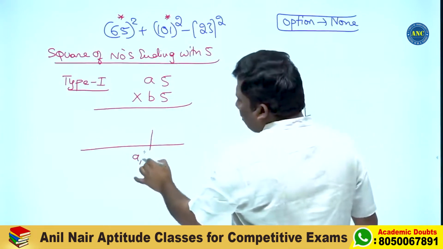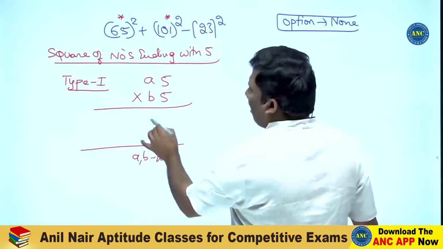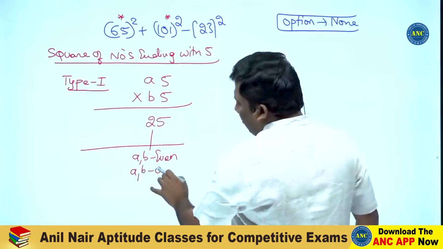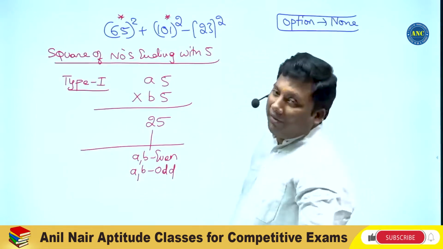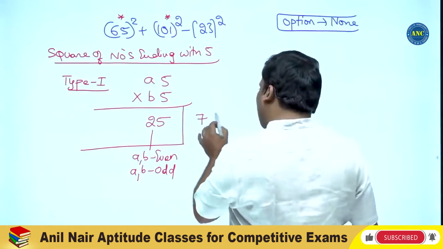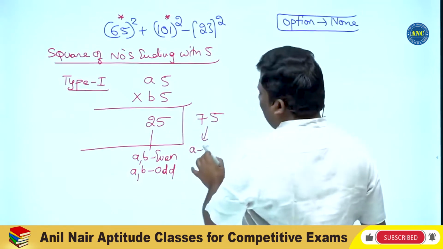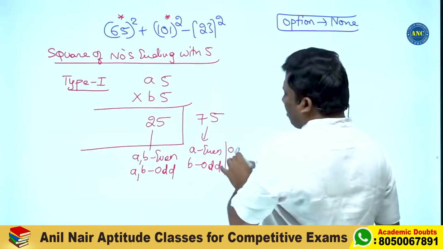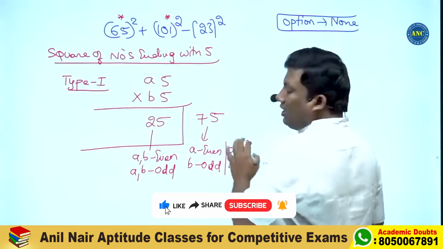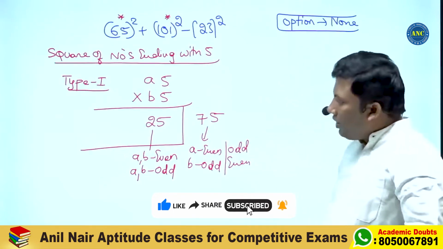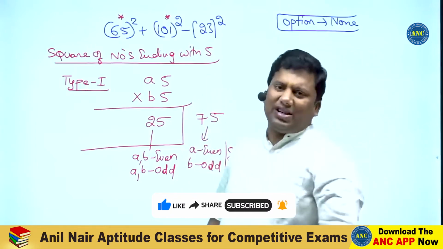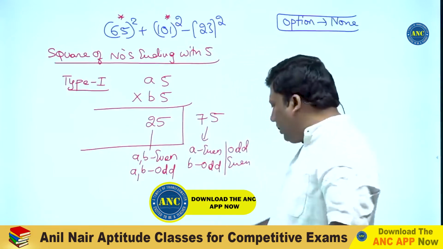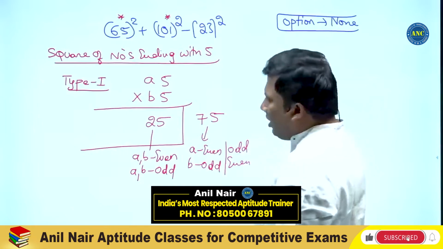If A and B both are even, last two digits will be 25. Are you all with me? If A and B both are odd numbers, odd 5 into odd 5, 25. If one is odd, one is even, last two digits it is 75. Write down in the same order. Even if the numerical values in the question are changed, you can still solve it. A is even, B is odd. Even into even it is 25, odd into odd 25, even into odd it is 75.